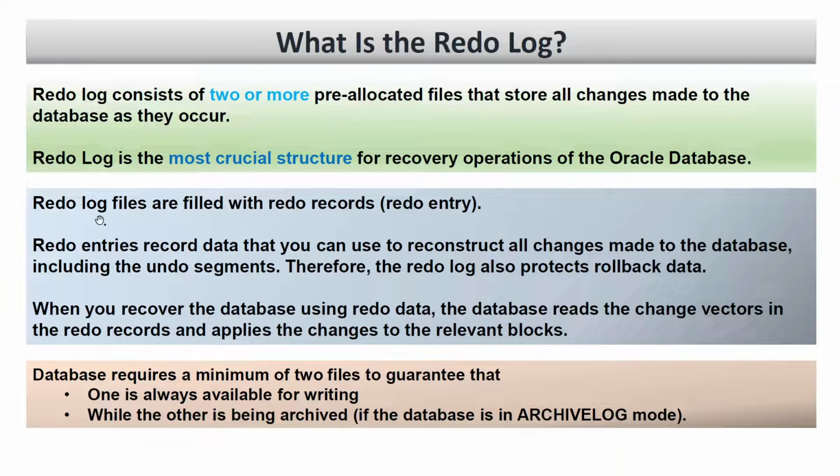So what does this redo log contain? The redo log contains redo records or redo entries. Redo entries record data that you can use to reconstruct all changes made to the database, including the undo segments. Therefore, the redo log also protects the rollback data. So it is not only used to reconstruct, it also allows you to undo or roll back.